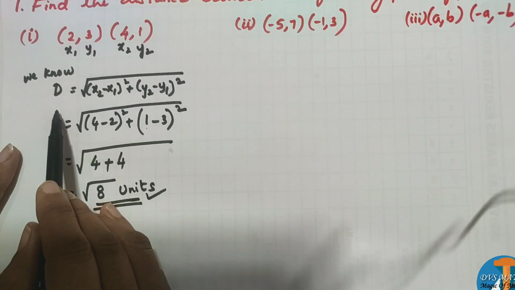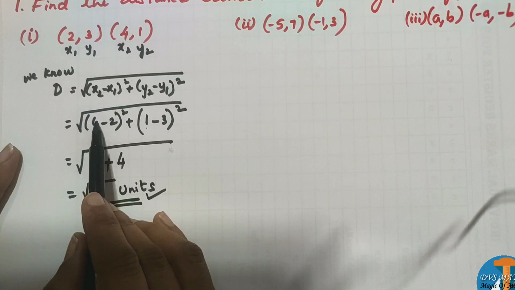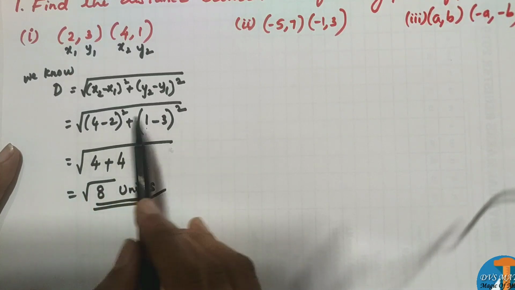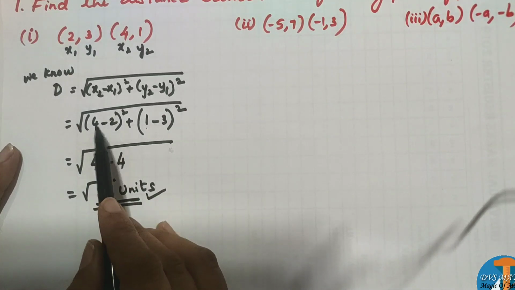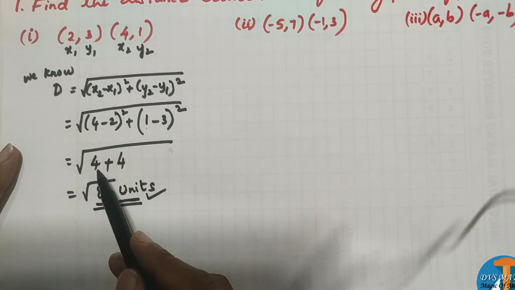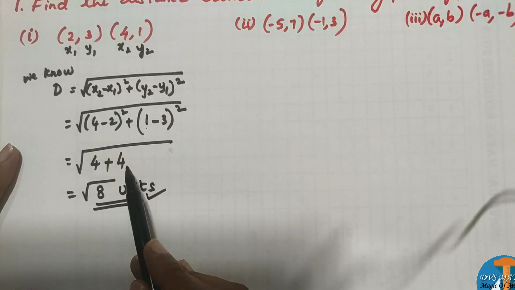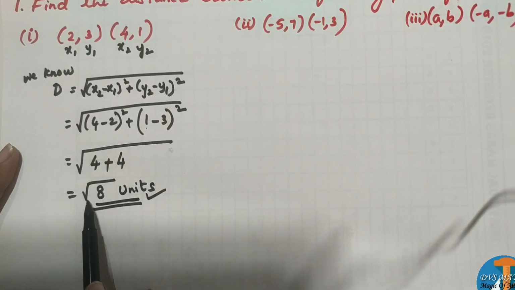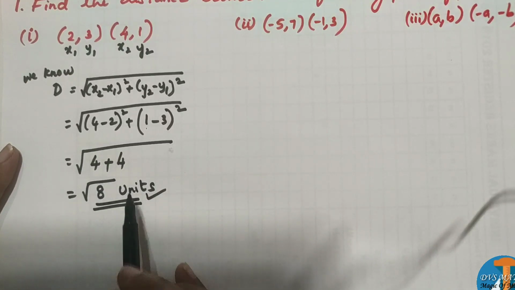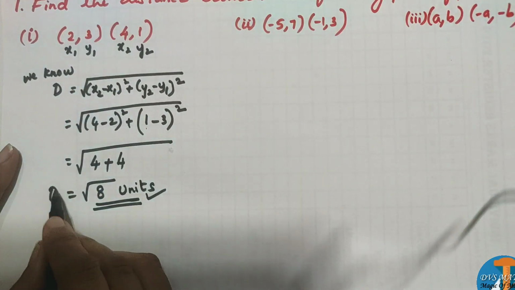So what is the formula for distance? Square root of x2 minus x1 whole square plus y2 minus y1 whole square. So substitute it. x2 minus x1, y2 minus y1. 4 minus 2, it is 2. 2 square, it is 4. Directly square it. Again 1 minus 3, it is minus 2. Minus 2 whole square, again it is plus 4. So 4 plus 4, it is 8. Square root 8 units. So this is the distance between these 2 points.